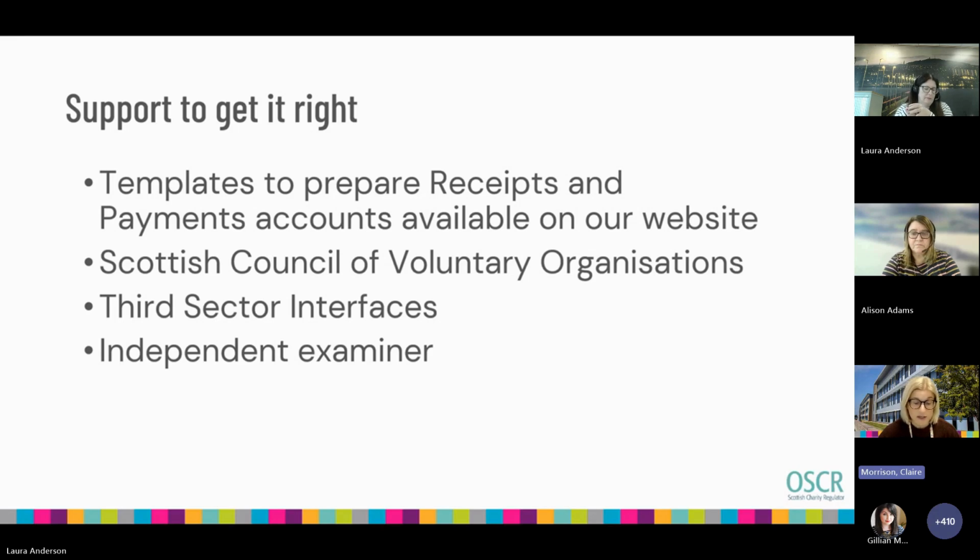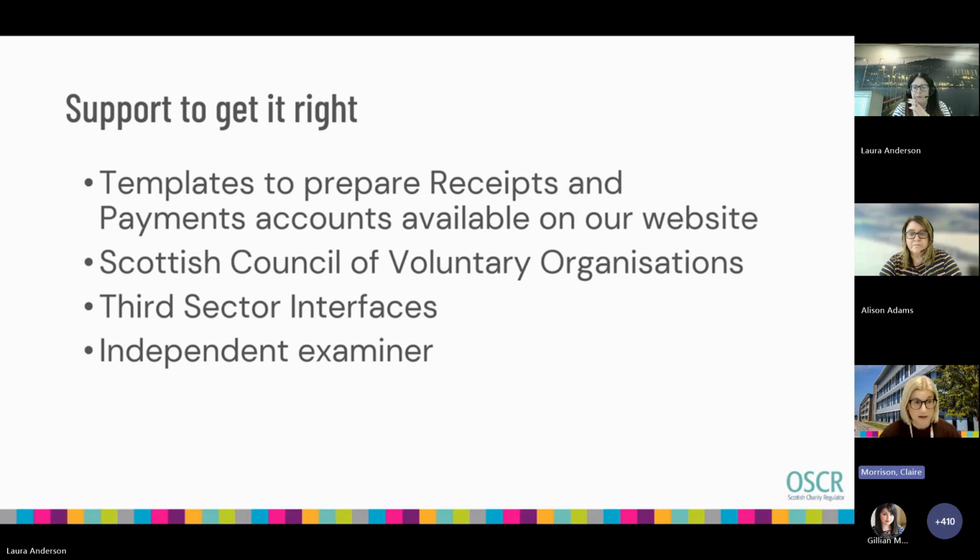The charity accounting section on the OSCR website has information and guidance on how to prepare charity accounts and how to make sure they're properly scrutinised. And as I said, you can get further support from your local third sector interfaces, which are local organisations offering support to voluntary organisations. There is also the Scottish Council for Voluntary Organisations, SCVO, which is a membership organisation for Scotland's charities and voluntary organisations, and they should also be able to either support with your accounts or signpost you to somebody who can.